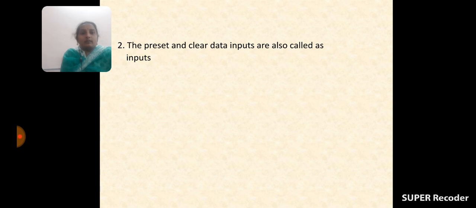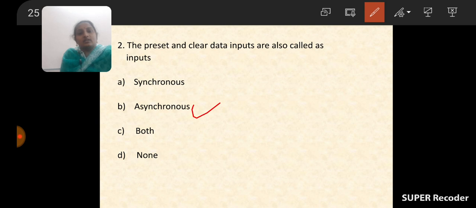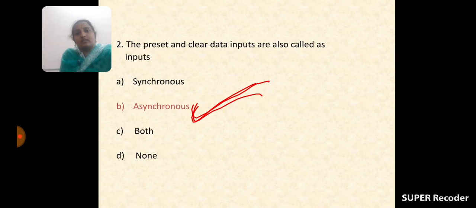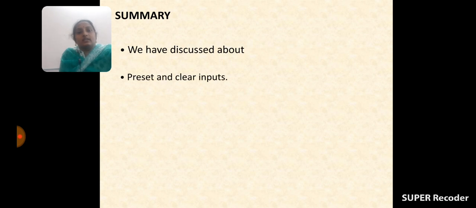The flip-flop's preset and clear inputs are also called as what? My answer is direct and asynchronous. So here, synchronous or asynchronous? What is our answer? Asynchronous. Why? Because these inputs work irrespective of the outputs. Once you check the answer, it is clear. Yeah, it is correct.